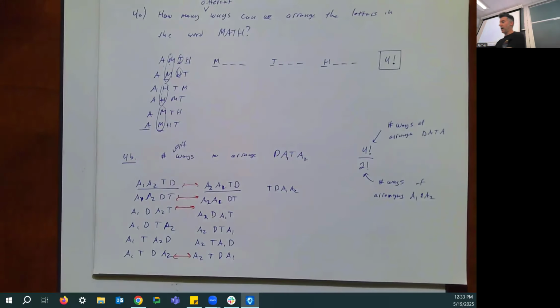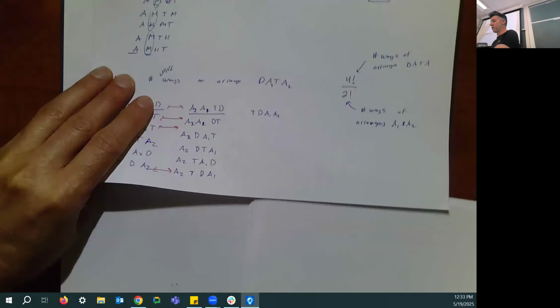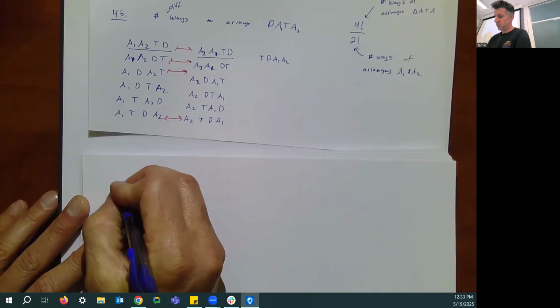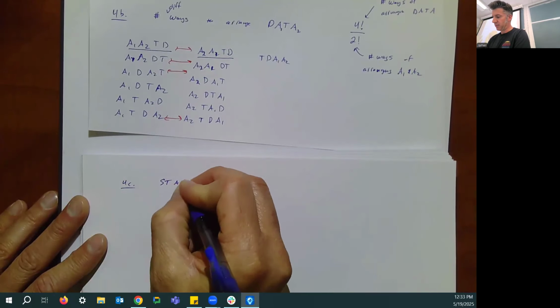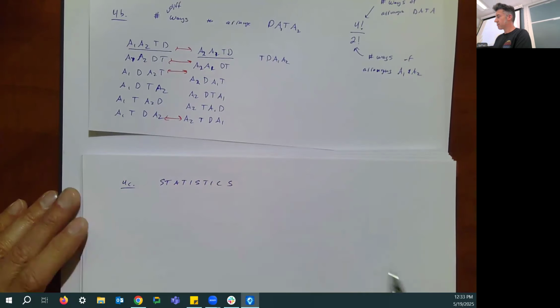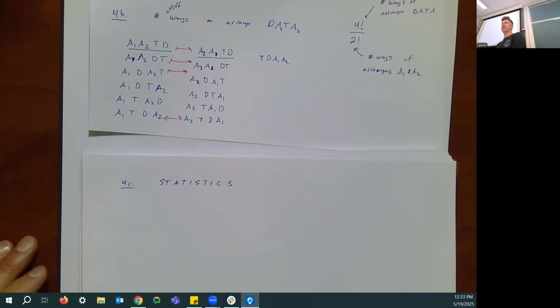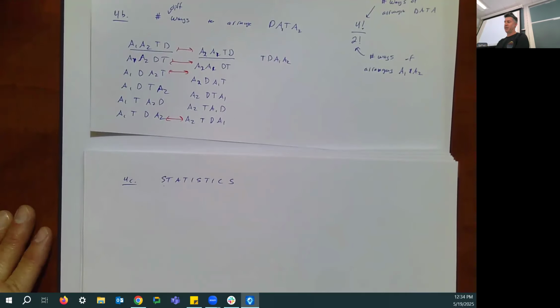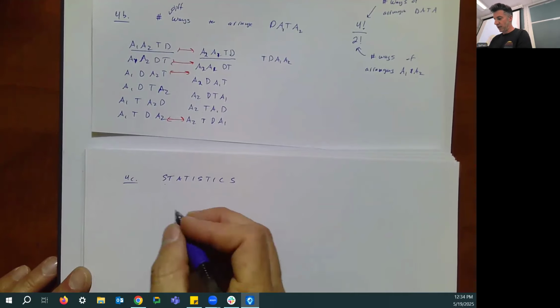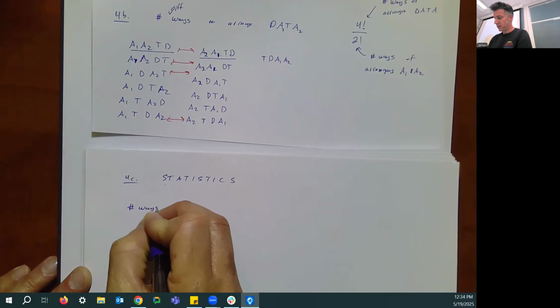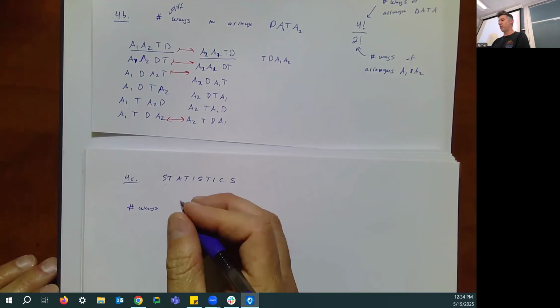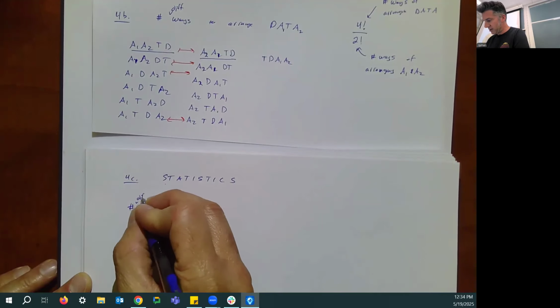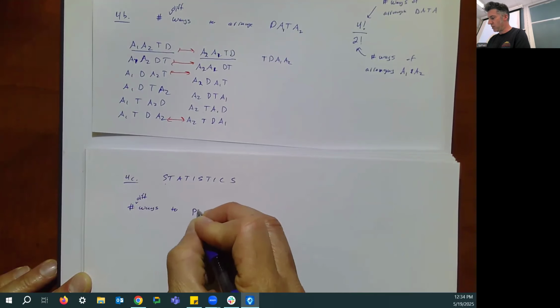Then we can ask questions about more interesting words like, I don't know, statistics. How many letters are in statistics? 1, 2, 3, 4, 5, 6, 7, 8, 9, 10. 10? Yes. Did I spell it right? Yes. Okay. Does it need to be spelled right? No. Okay. So we're going to start off by saying the number of ways, I always forget to say the word different, the number of different ways to permute these letters.